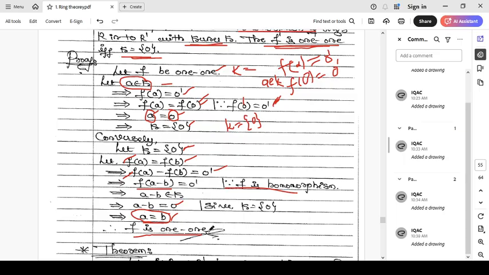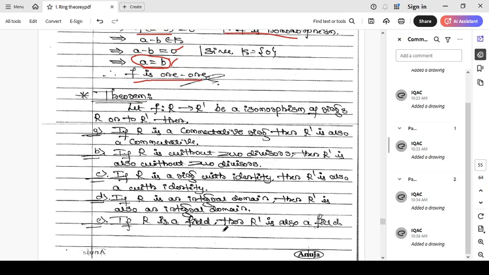Okay, so this is how we need to show that if f is one-one, K is a singleton set containing the 0 element. And conversely, we have taken a singleton set containing 0 as the K set, and we have shown f is one-one. Okay, so next theorem.